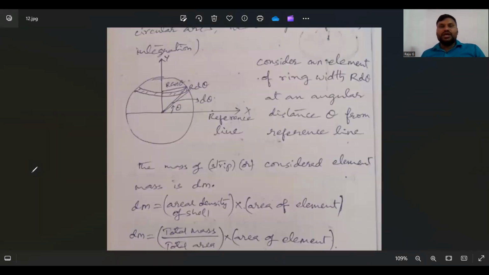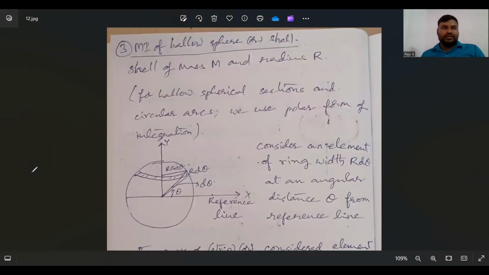And now, the moment of inertia of a hollow sphere or shell, a shell of mass m and radius r. For finding the moment of inertia of a hollow sphere, spherical sections or circular arcs, we need to use the polar form of the integration. Polar form of the integration is nothing but considering the variables as angles, and then we have to integrate to get the entire moment of inertia.